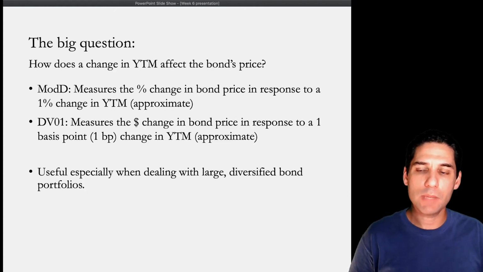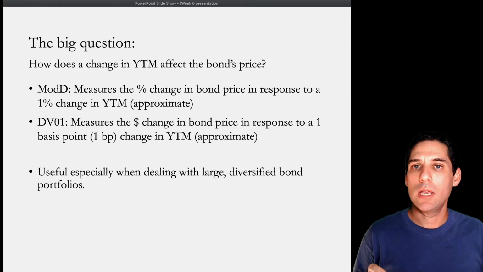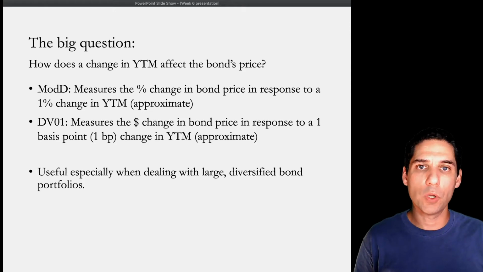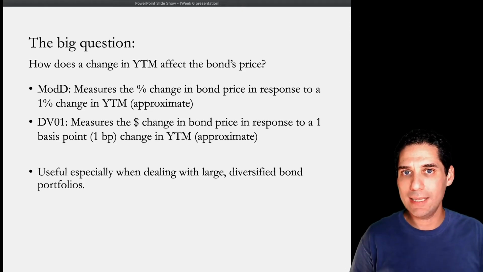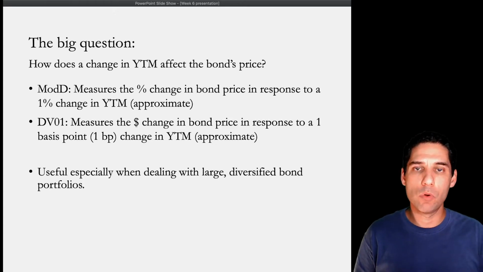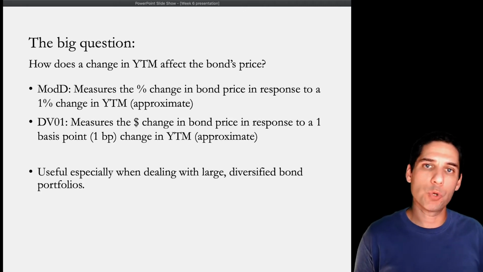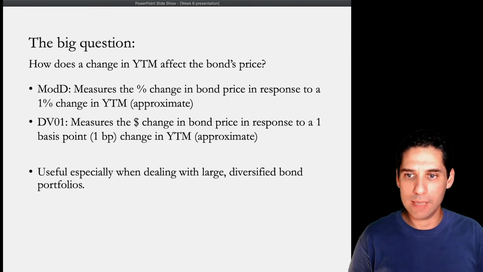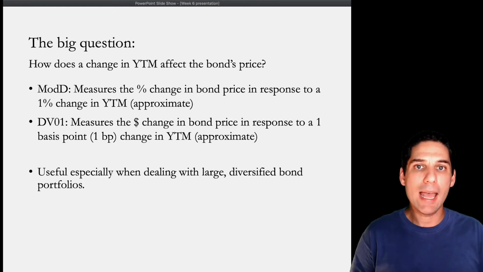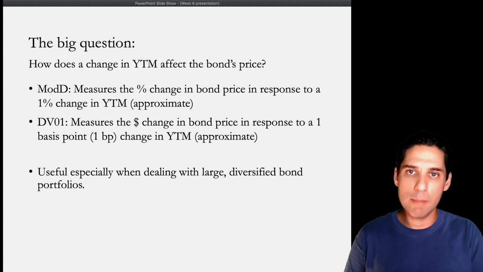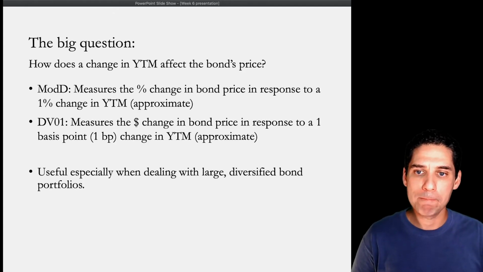The second measure that we're going to use is a little bit finer, in the sense that it is not going to look at a 1% change in yield to maturity, which is a huge change. Normally, bond yields will move at smaller increments in general, like on a daily basis. So this one focuses on the effect of a 1 basis point change in yield to maturity. So 1/100th of a percent, 0.01%. And it will also look at the dollar impact, not the percent impact like ModD, but the dollar impact of a basis point change in yield to maturity.